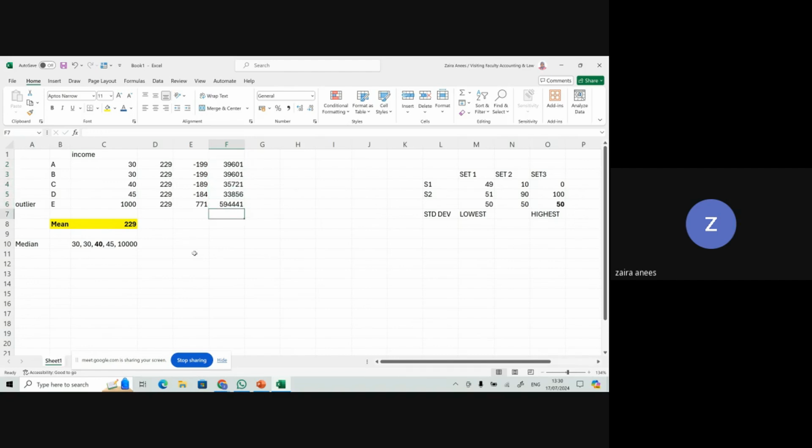The next step is to sum all these deviations, right? Now this is not going to equal 0. Right. And then what we have to do is calculate the variance. Variance is simply the sum of squared deviations divided by n minus 1. So 5 minus 1.